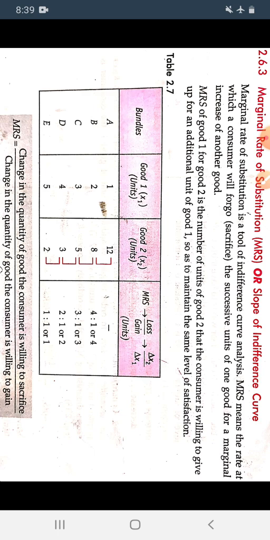It is also called the loss upon gain: what the consumer is losing or sacrificing for gaining another unit of the other good. When we are sacrificing some units of good 2 for gaining an additional unit of good 1, it is called the marginal rate of substitution. So it is also written as loss upon gain.